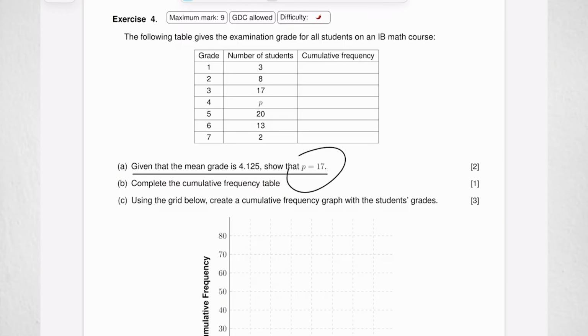Now, do notice that P was given. This is a "show that" exercise, because if it was not, and the student got question A wrong, I mean the student that's actually taking this exam, everything that follows it would be wrong, right? So this is one way for the IB to make sure that students are still on track whenever they're answering questions B, C, D, and so on and so forth, okay? But I digress. Now, how do we find the mean?